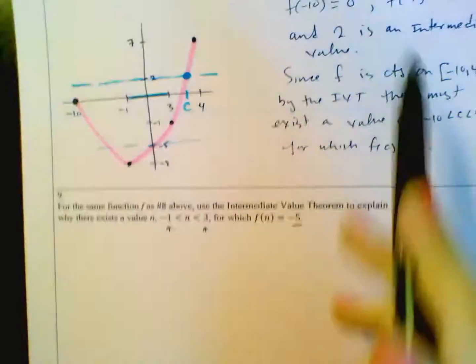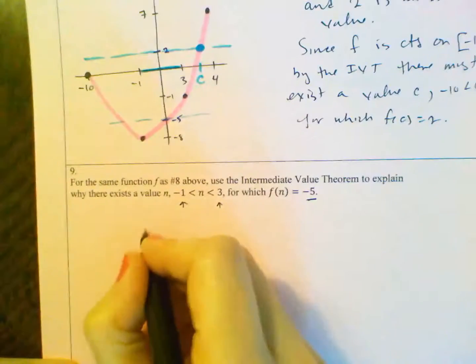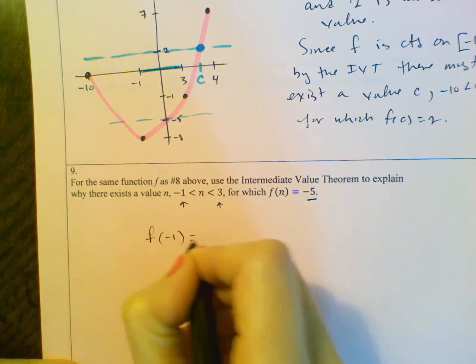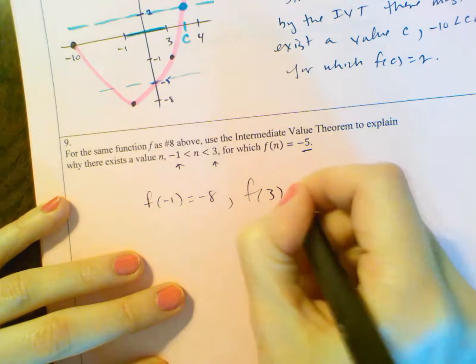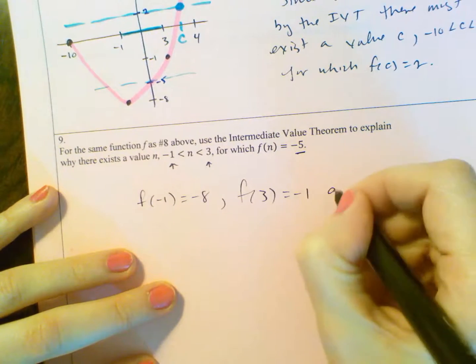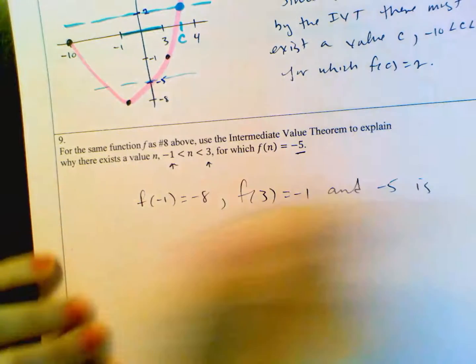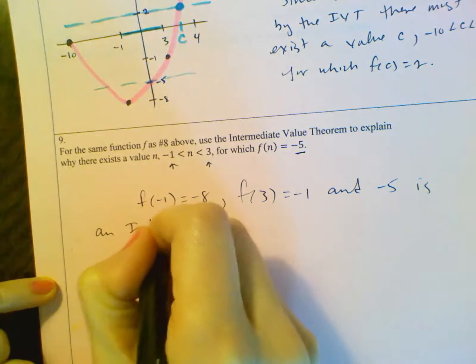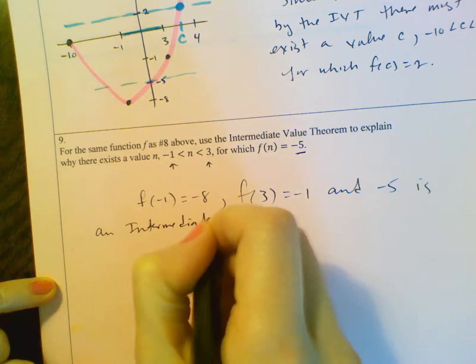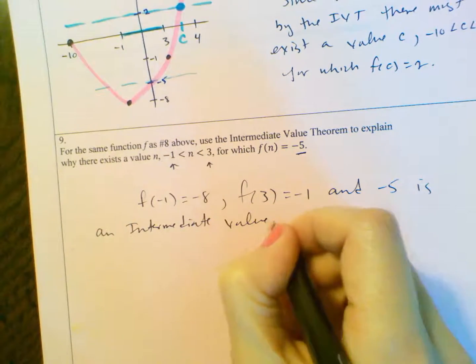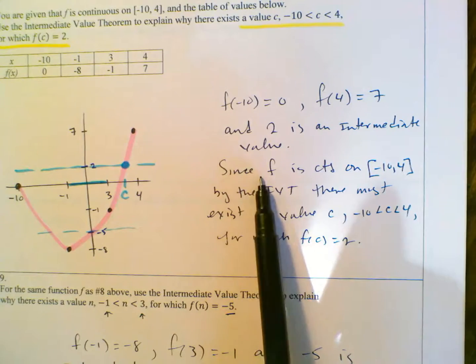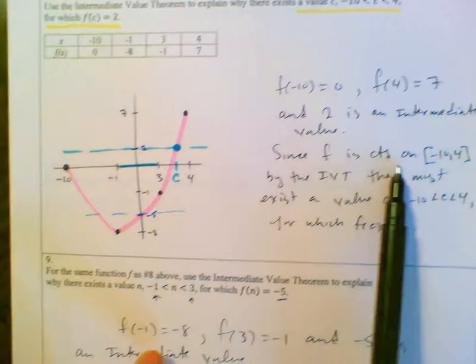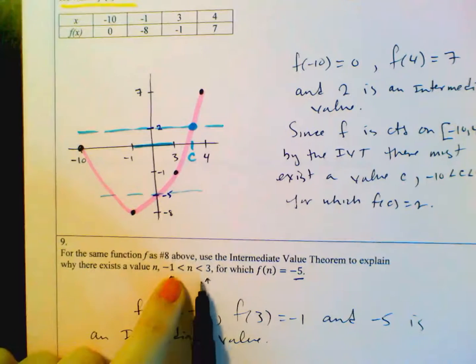All right, so I'm just going to mimic above. So f of -1 is -8. I'm getting it from the table. f of 3 is -1. And -5 is an intermediate value.